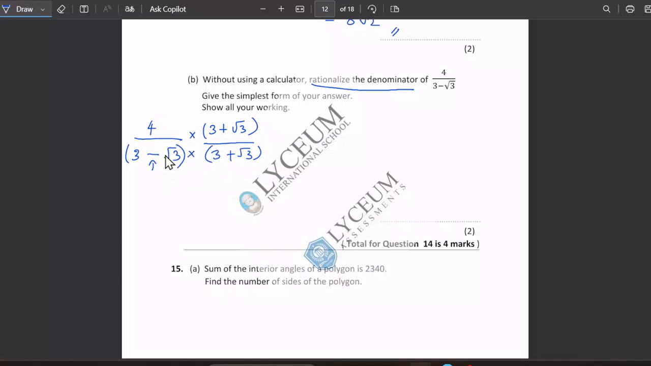Okay. So then after multiplying, what we get is 4 times 3, 12. 4 times root 3, we get 4 root 3.